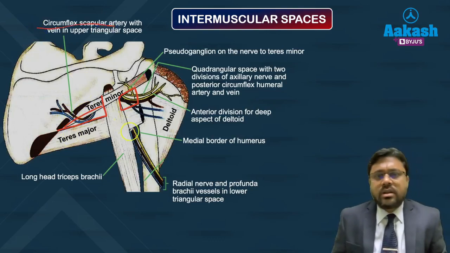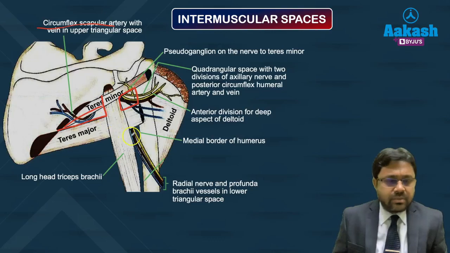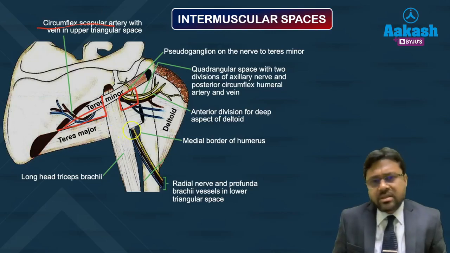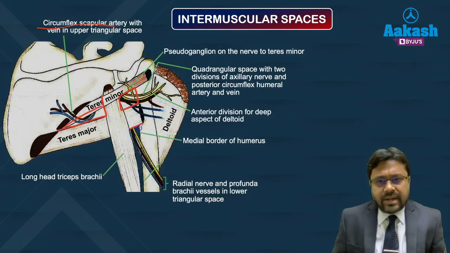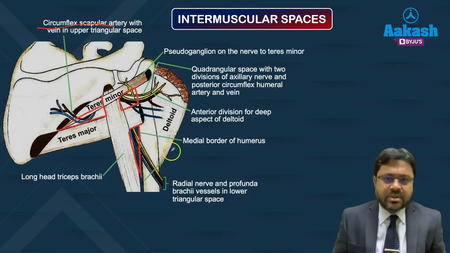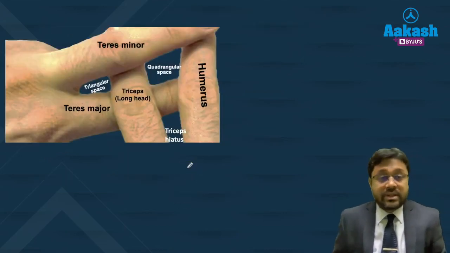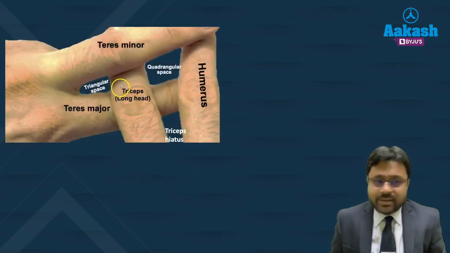Fine. Next, opposite to it is the lower triangular space, bounded above by the lower border of teres major, laterally by the surgical neck of humerus, and medially by the long head of triceps brachii muscle. Structures passing: radial nerve and profunda brachii vessels. Right? Then you did this trick. A nice one indeed. Okay.